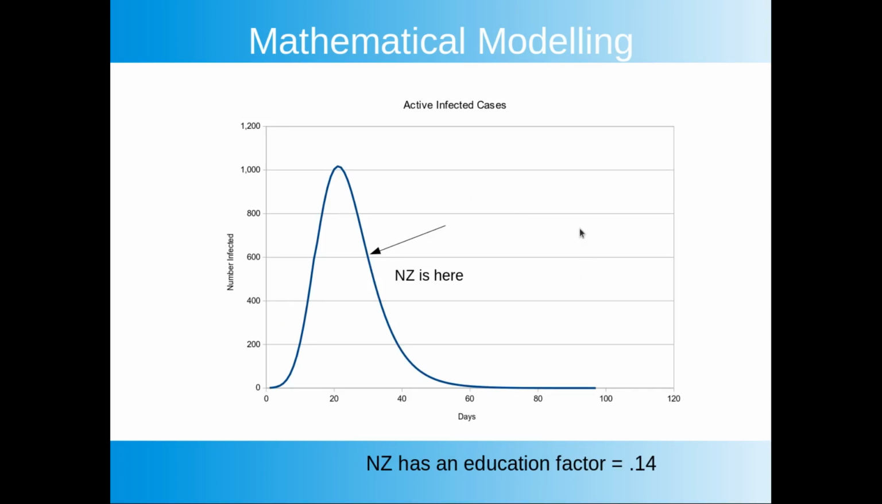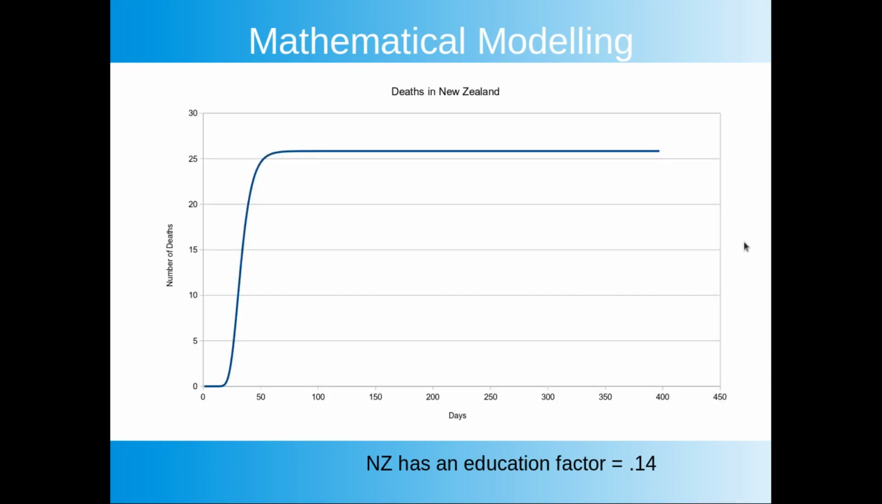New Zealand exemplifies more than any other country what can happen with a high education factor. New Zealand's education factor at present is a phenomenal 14%. The number of active infected cases has been reduced. In effect, they're over the hump. This was data from yesterday, which was April the 16th, 2020, and there were just over 600 active infected cases, and this is predicted to result in about 26 deaths in the entire country, which has a population of about 4 million people.